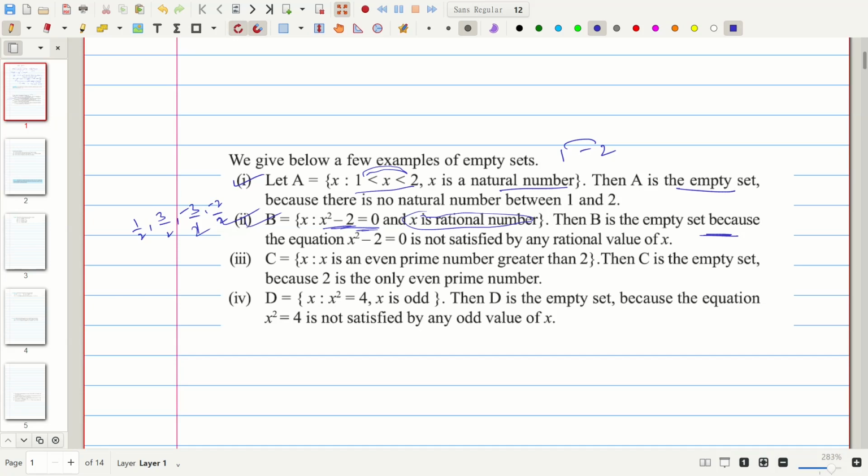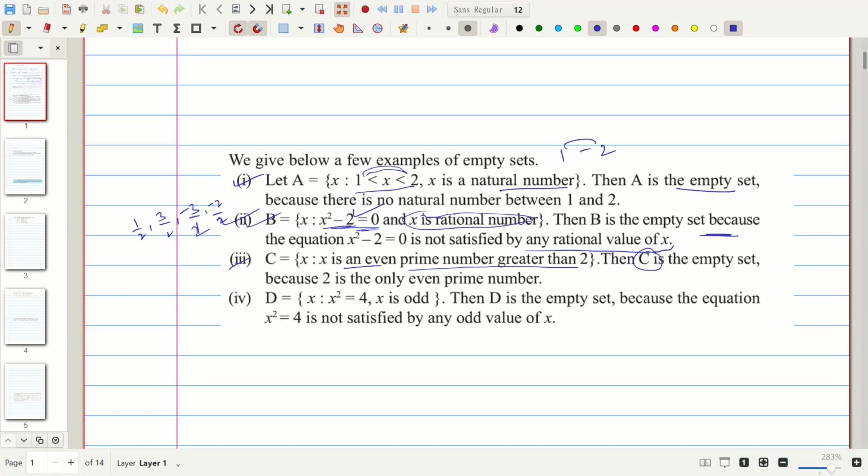There is no rational number which satisfies this equation, therefore it is an empty set. And in example C, we have prime numbers. Here, in example C, we are looking at a prime number which is an even prime number greater than 2. So this is an empty set, we can say.